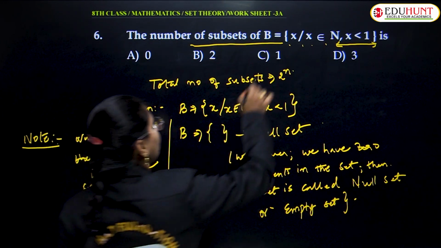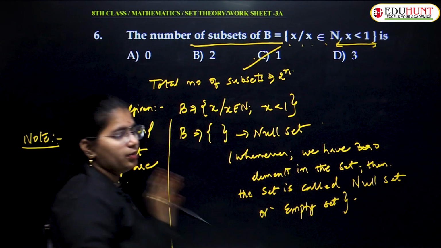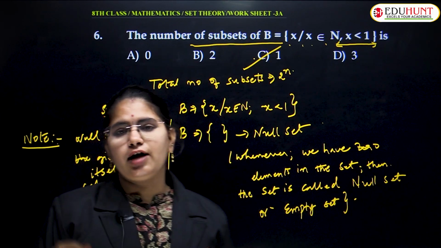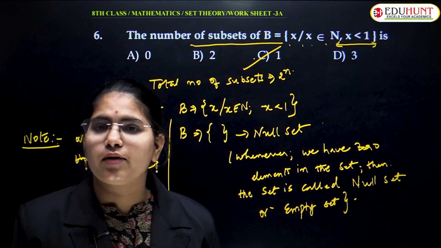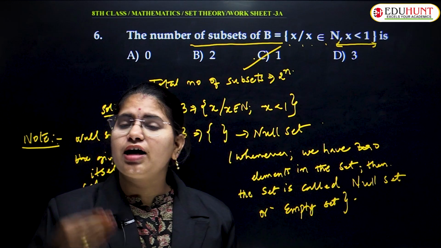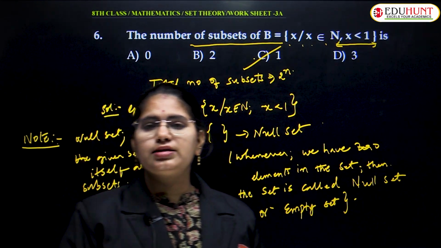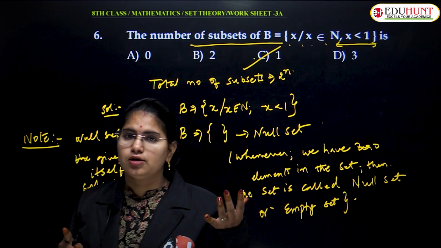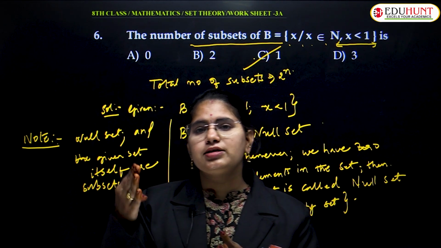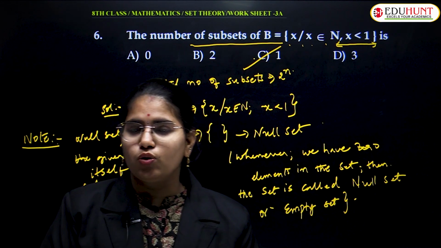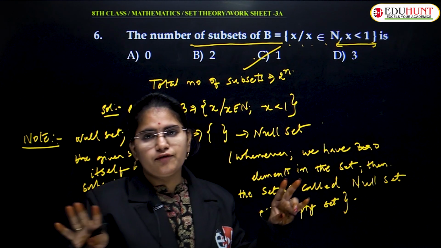Remember, guys, for a null set the total number of subsets will be 1. If they ask you about proper subsets, it will not be equal to the main set. What is the definition of proper subsets? It will not be equal to the main set. In that case it will be 0. See, do not get confused, child.